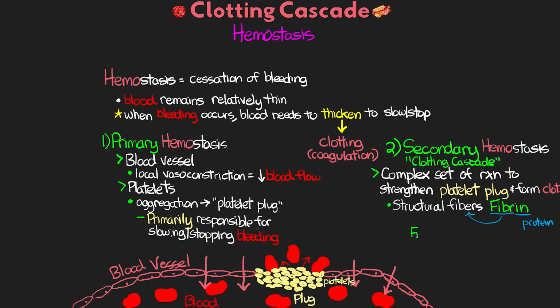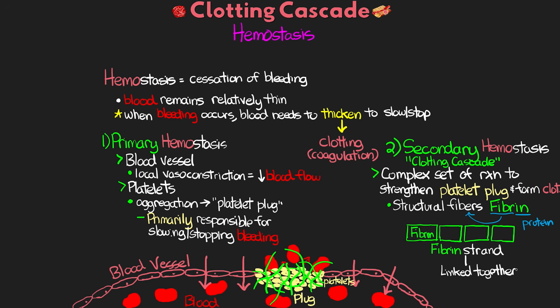And so fibrin itself is actually just a monomer, just a single protein here, that when we chain them together, we form something that we call a fibrin polymer or a fibrin strand. So they sort of line up back to back and form this long fibrin strand. And then from there, these fibrin strands also get linked together to form something that we refer to as the fibrin mesh. And this is really what gives the clot its strength.